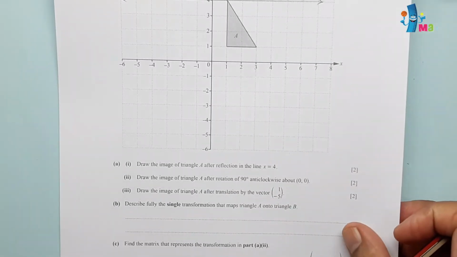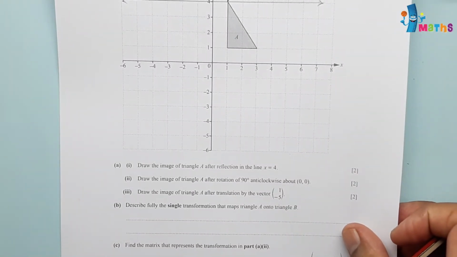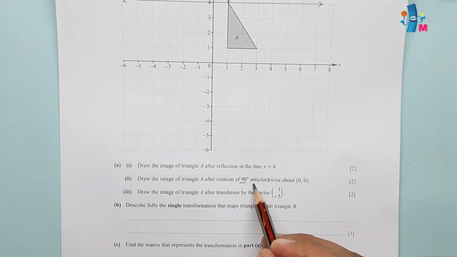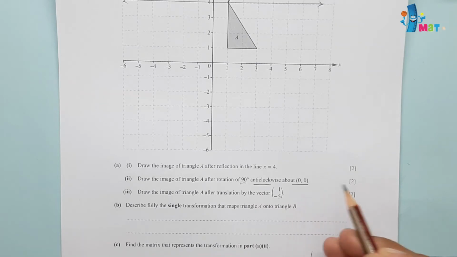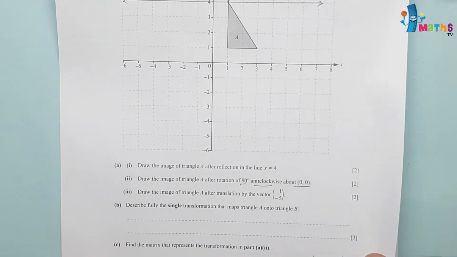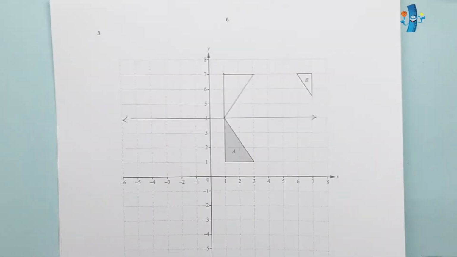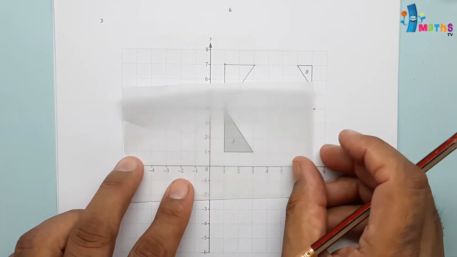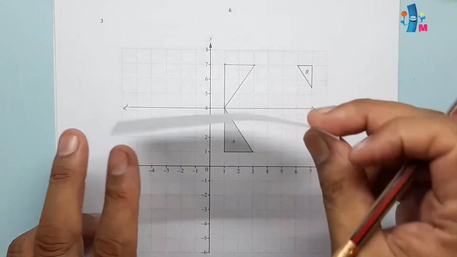Draw the image of triangle A after a rotation of 90 degrees anti-clockwise about the origin. So we have to rotate A. I'll be using tracing paper for this. We'll have to rotate A.